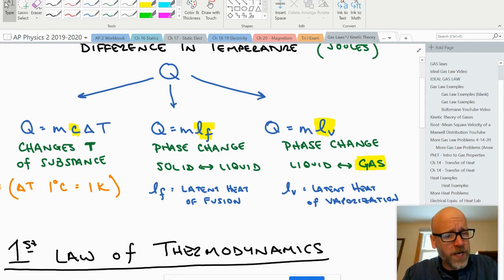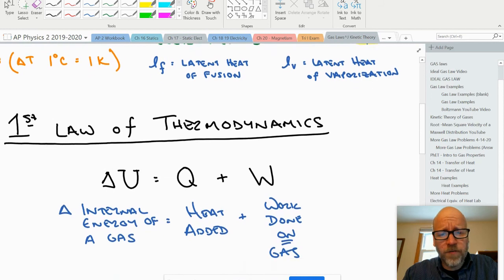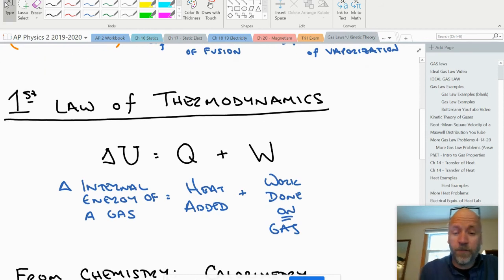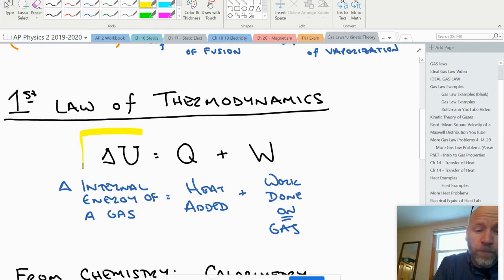Now, in a bit of foreshadowing, I'm throwing out the first law of thermodynamics for you. This is chapter 15, but this is what it's all going to boil down to. Basically it says that the change in internal energy of a gas is equal to the heat added to that gas plus any work done on the gas. Now, if you read ahead in chapter 15, you might see the signs are different. Don't read ahead. But there it is, the first law of thermodynamics.